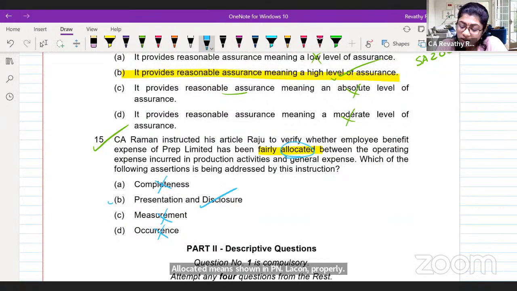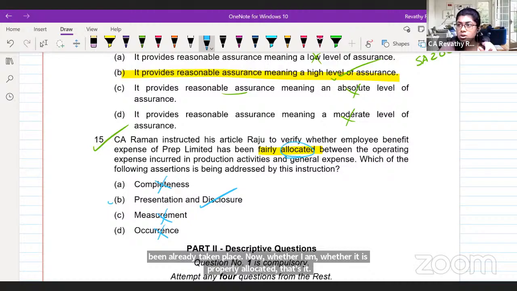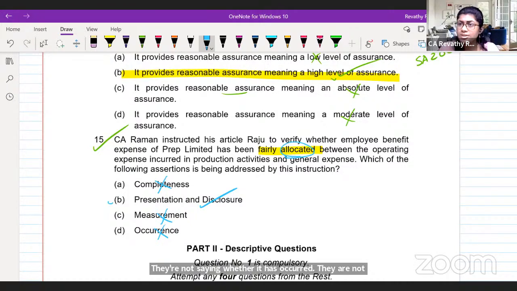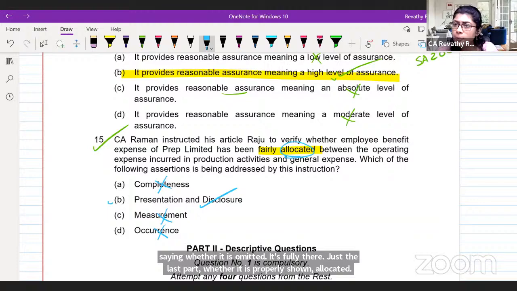See, whether it has been fairly allocated, they are not saying whether it has occurred. They never said that whether it has occurred. It has already taken place. Now, whether it is properly allocated, that's it. They're not saying whether it is occurred. They are not saying whether it is omitted. They're saying already it's occurred. It's fully there. Just the last part, whether it is properly shown, allocated. So it is presentation and disclosure.